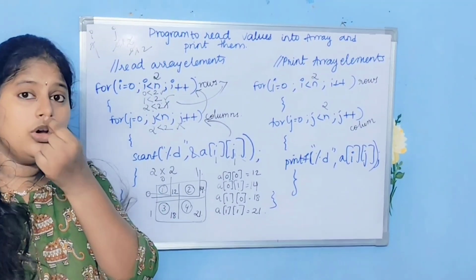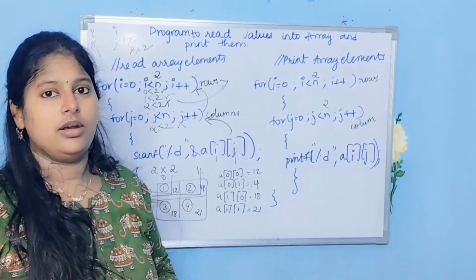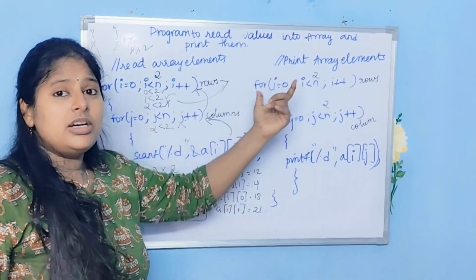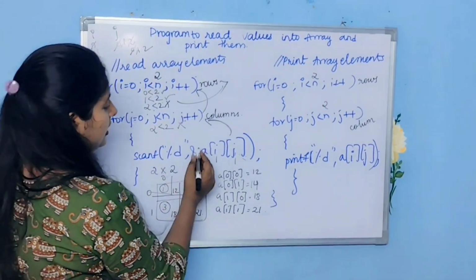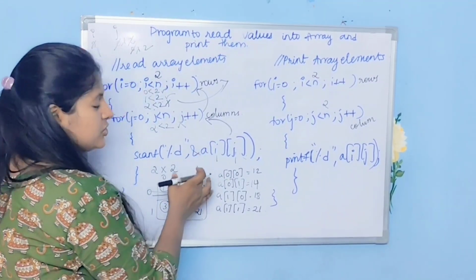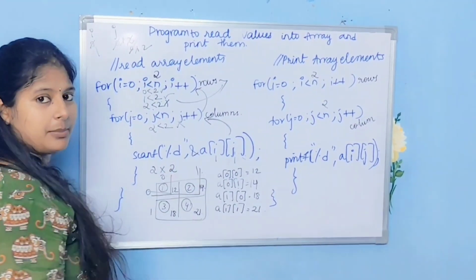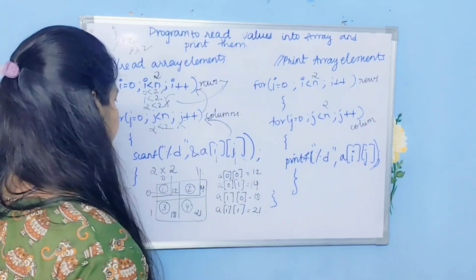This is how you accept or read elements into the 2D array. The same structure is followed for printing also. The only thing is, for scanf, since the value has to be stored in the specified location, you will use this ampersand. Here you will directly print. I'll show you how you print also.